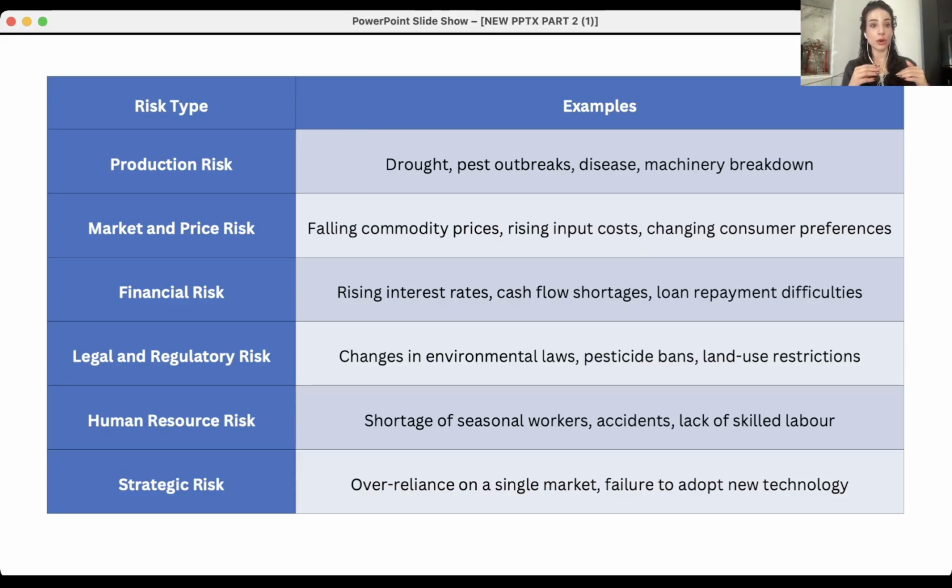Under the topic of financial risk, we have examples such as rising interest rates, cash flow shortages, loan repayment difficulties. Under the category of legal and regulatory risk, we have changes in environmental laws, pesticide bans, and land use restrictions as examples. Under the category of human resource risk, we have shortage of seasonal workers, accidents, lack of skilled labor. And under the category of strategic risk, we have over-reliance on a single market and failure to adopt new technology as examples.